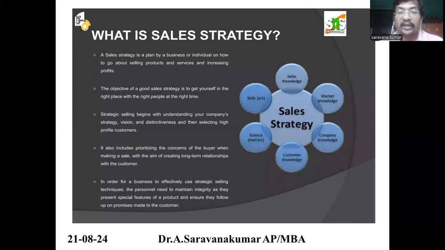So what is sales strategy? Sales strategy covers sales knowledge, market knowledge, company knowledge, customer knowledge, science, metrics, skills, and art. A sales strategy is a plan by a business or individual on how to go about selling products and services and increasing profit. The objective of a good sales strategy is to get yourself in the right place with the right people at the right time.